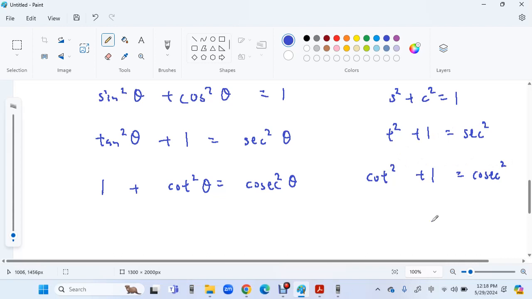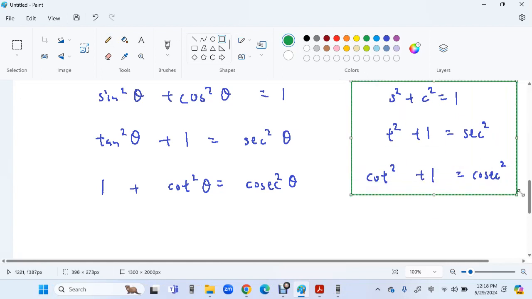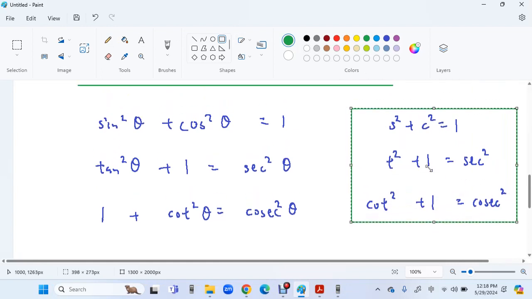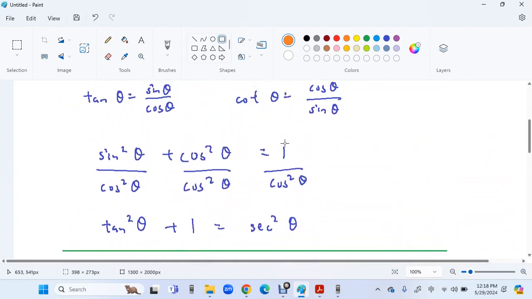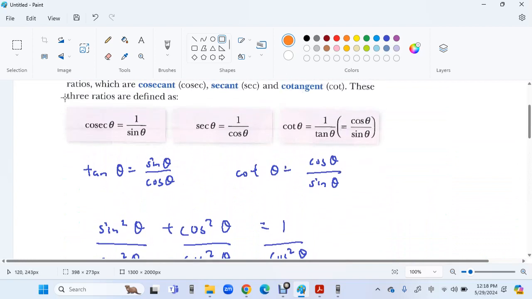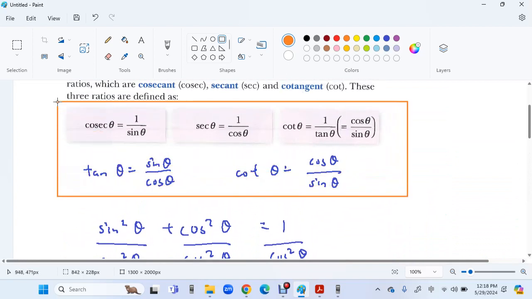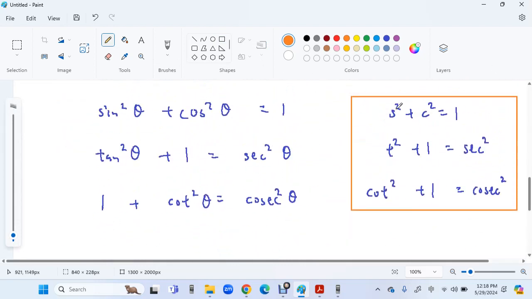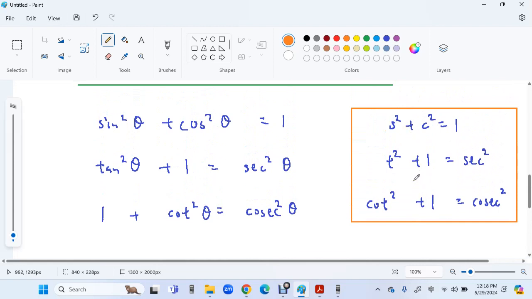Okay. Over here, the sine square plus cos square equal to 1, tangent square plus 1 equal to secant square, cotangent square plus 1 equal to the cosecant square. And then we have the cosecant is 1 over sine, secant is 1 over cos, cotangent 1 over tangent, and then tangent is sine over cos, cotangent is cos over sine. So 1, 2, 3, 4, 5, 6, 7, 8. These 8 identities we will use when we prove trigonometry identities. Okay.